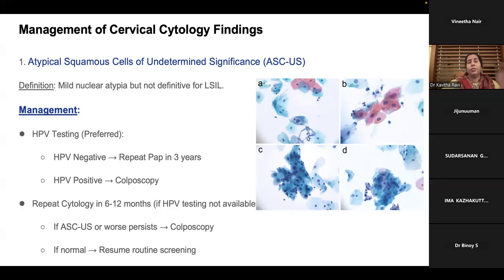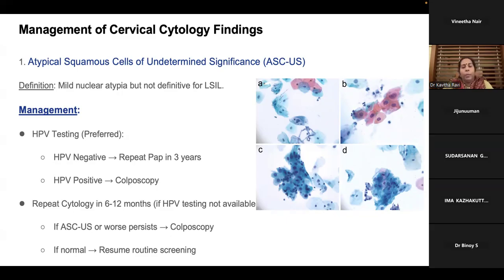CIN 1, 2, 3. So we used to grade as 1 when only the lower 1/3 of the squamous epithelium is involved. Grade 2 when 2/3 of the thickness of the epithelium is involved, and when the full thickness of the squamous epithelium is involved by dysplastic changes, we used to call it CIN 3. So now CIN 1 is LSIL, and CIN 2 and 3 are the HSIL, or high-grade squamous intraepithelial lesions.